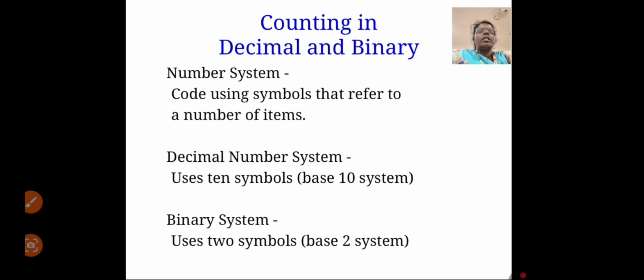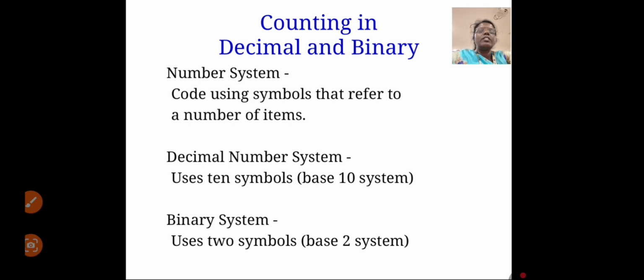So, counting in decimal and binary. First of all, a number system is a code using symbols that refers to a number of items. Whenever we have an array of elements, how can each element be represented, what type of code, by using which symbol can we represent the numbering of each item in the array? For example, we can understand how this numbering can be done in the decimal number system and the binary number system. In the decimal number system, we use 10 symbols, right? There are 10 elements available in the decimal number system. So, that's why this system is called a base 10 system.